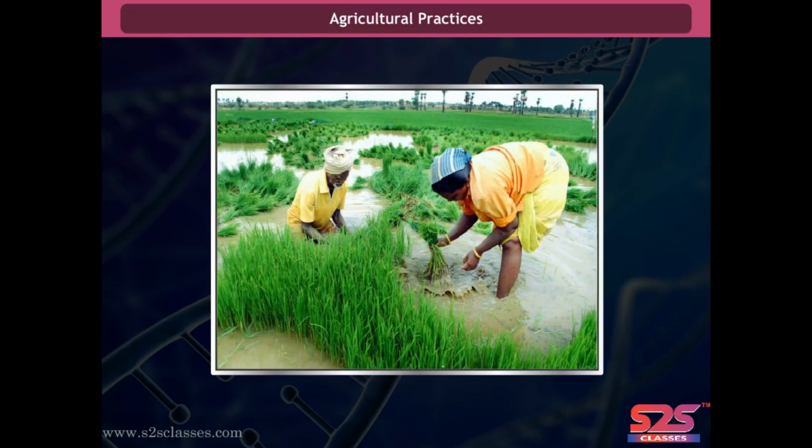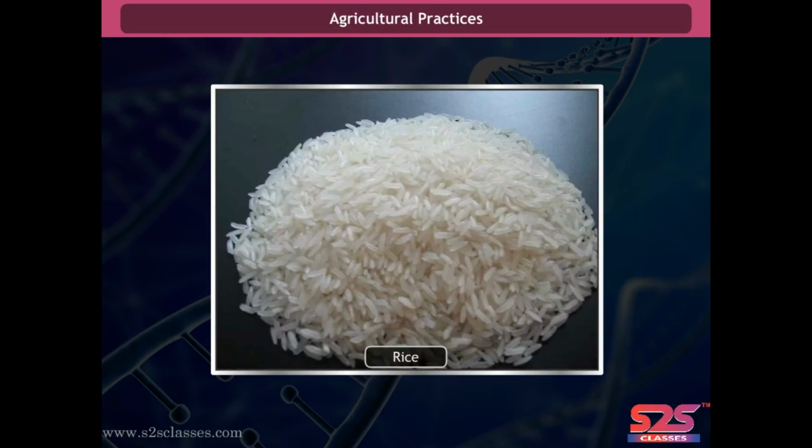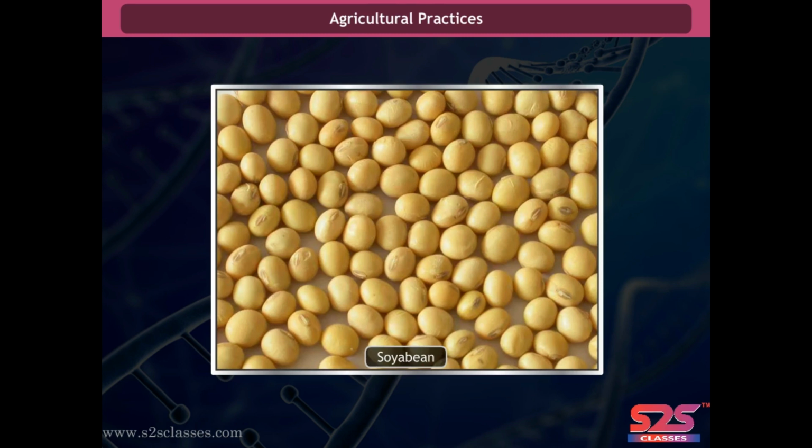Kharif crops. Crops which are sown in the beginning of rainy season are known as Kharif or summer season crops. For example, rice, maize, soya bean, cotton, etc.